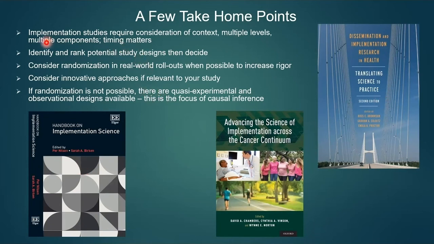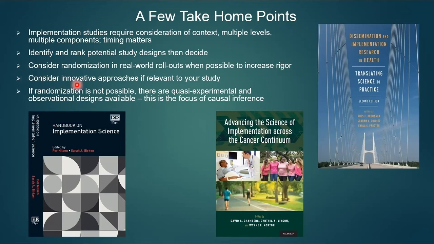We want to remind everyone implementation studies require consideration of context, multiple levels, multiple components, and the timing matters as well as what the components are. When it comes to choosing an implementation science study, you might systematically identify and rank potential study designs, then decide which one to go forward with. When you can, consider randomization in real-world rollouts to increase rigor, and the stepped wedge design is a very nice way to do that.